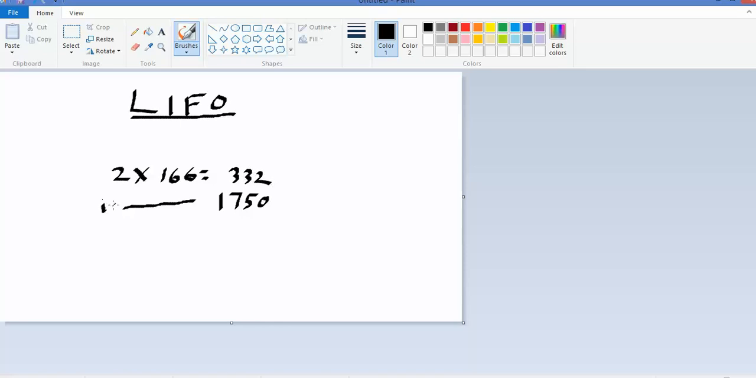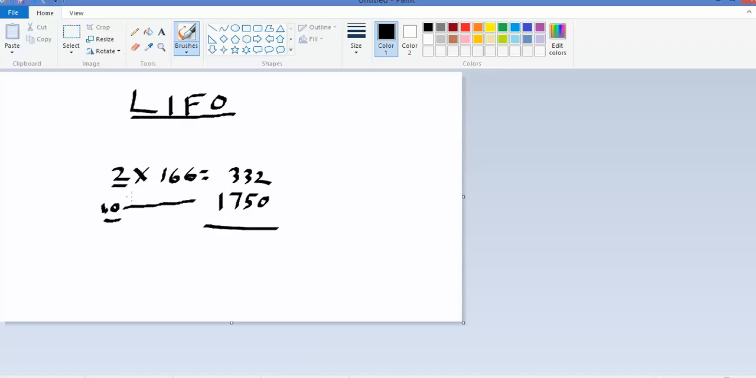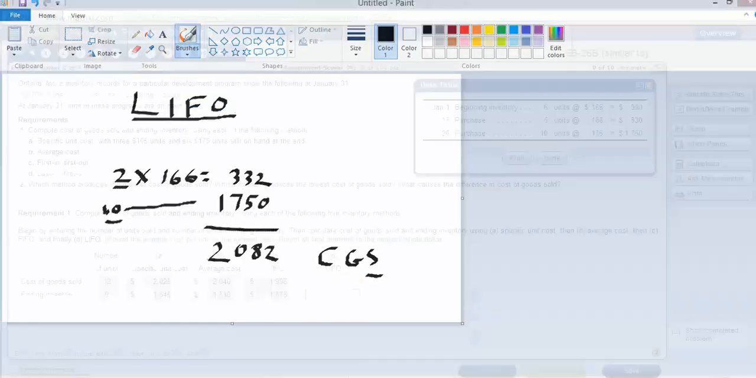Notice we exhausted this. This was 10 units, right? So there's 10, and 2 is 12. We know we sold 12, right? So now it's just a matter of footing. Okay, the 10 and the 2. The dollars they made were 332 and 1750 for a total of 2,082. And this is cost of goods sold. We sell from the bottom to the top, back to LIFO. And that gives us the amount that we sold, 2,082.